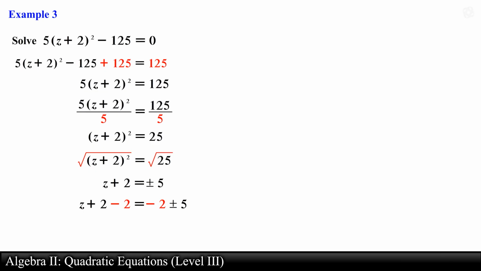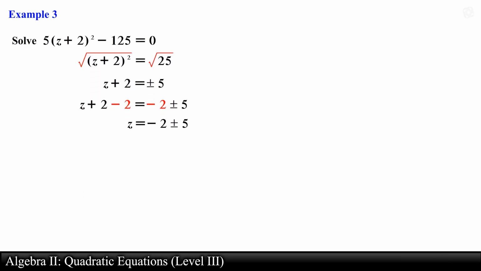Then we solve for z by subtracting 2 from both sides, as follows. Then it's just a matter of finding both solutions, so we need to break apart this expression. One expression will be obtained by using the positive operator, and the other by using the negative operator. Then we simplify to obtain 3 and negative 7. These numbers represent the zeros or roots of the quadratic equation. Let's try the next one.